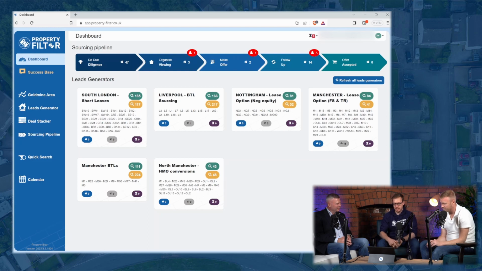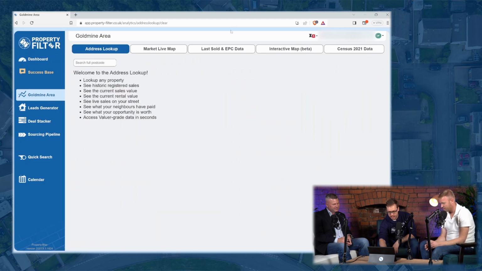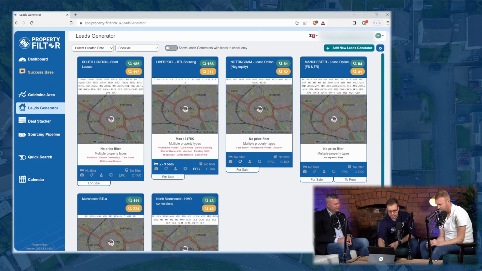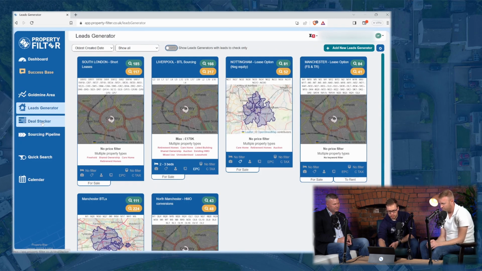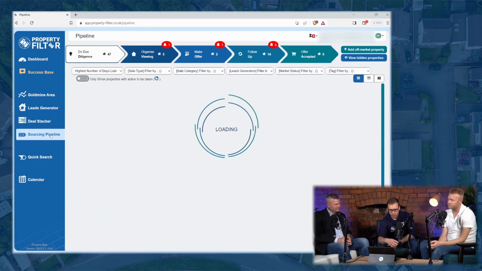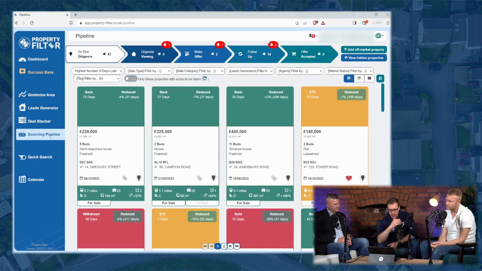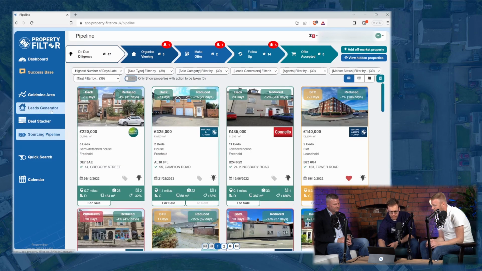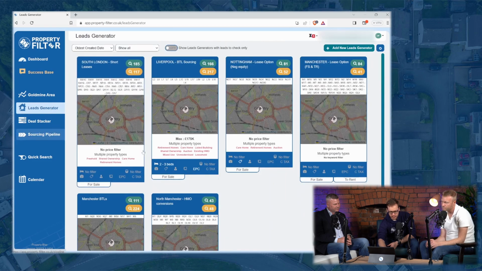So this is the system. It's a website, and it's all about finding deals. People can go set up a login and try this out on a free trial. There's quite a lot you can do with Property Filter, things around the analytics, but really I want to focus today on finding deals, around those lead generators. There's everything you need for comparables and your deal calculators, and ultimately your sourcing pipeline where you convert all the good leads into great deals. And it is really what Tim was mentioning about the deal progression. So I want to focus more on the lead generator and the sourcing pipeline.